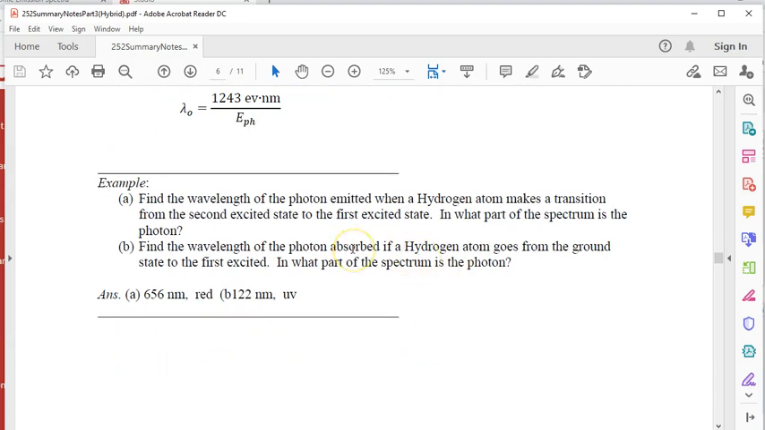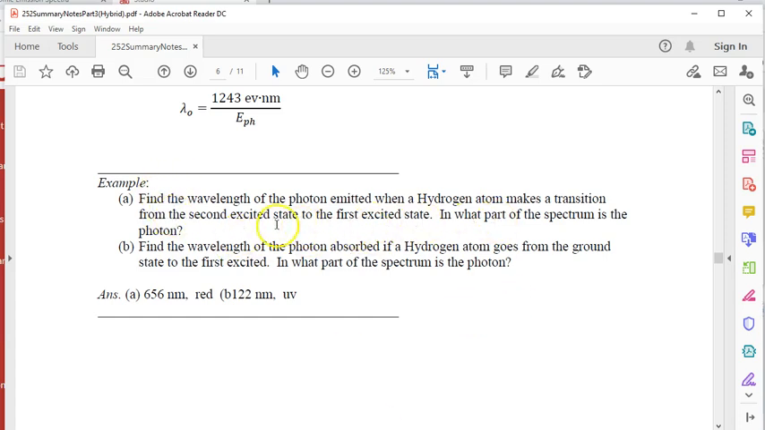Okay, and I'll do it in the notepad, but look, you can just read it right here. Find the wavelength of the photon emitted when a hydrogen atom makes a transition from the second excited state to the first excited state, and what part of the spectrum is the photon. And then find the wavelength of the photon absorbed if a hydrogen atom goes from the ground state to the first excited state, and what portion of the spectrum is the photon. Okay, so let's go ahead and do A.